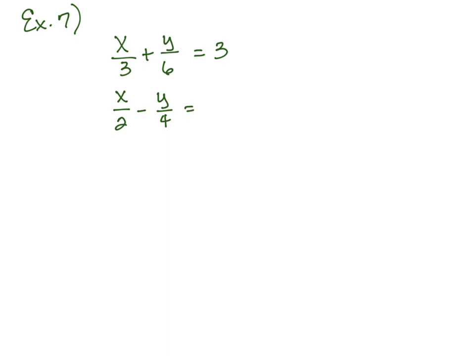All right, so let's go on to example 7. Example 7, we have x over 3 plus y over 6 is equal to 3, and x over 2 minus y over 4 is equal to 1. And this is yuck by all standards. I think it's double yuck. What do you want to do? What do you hate about this the most?